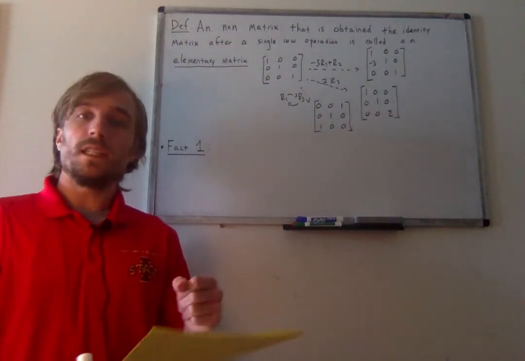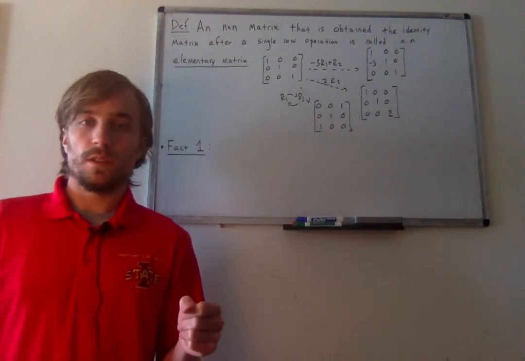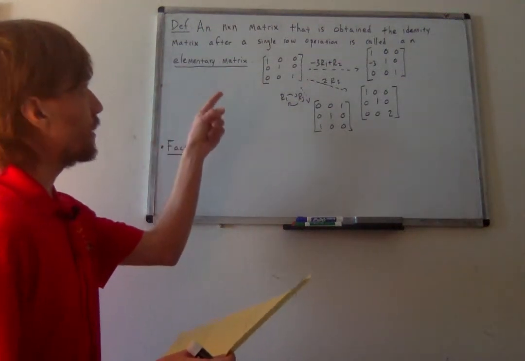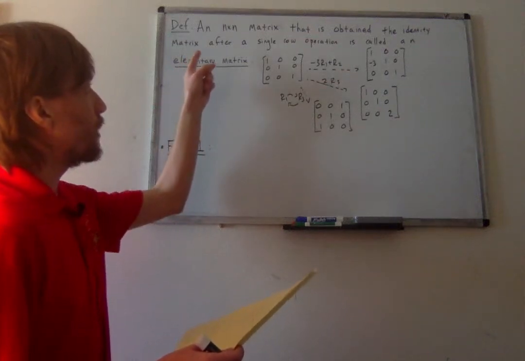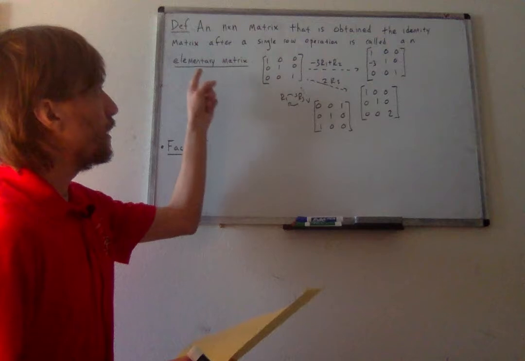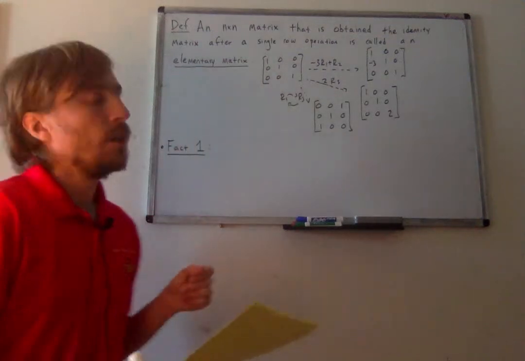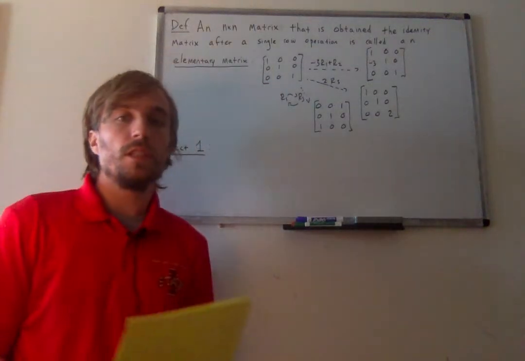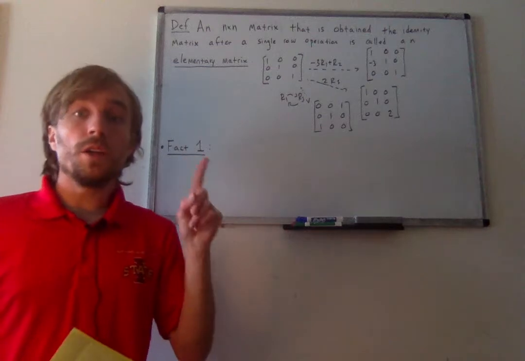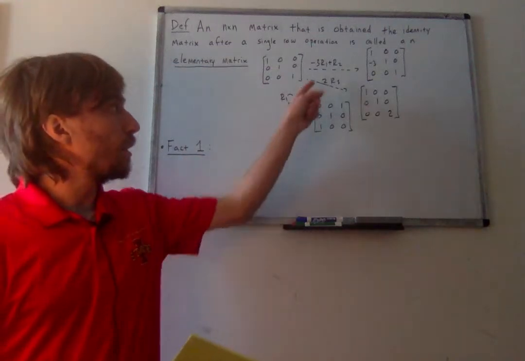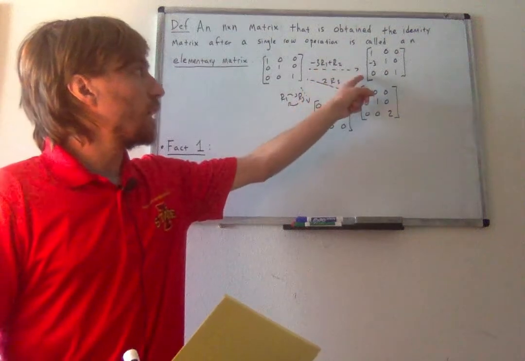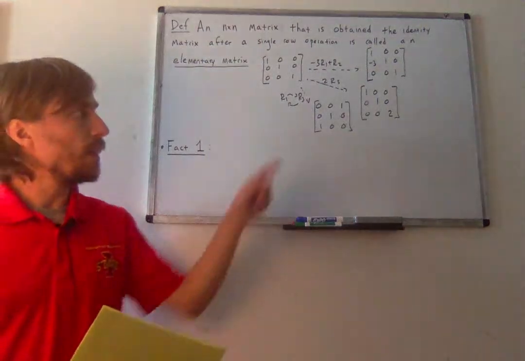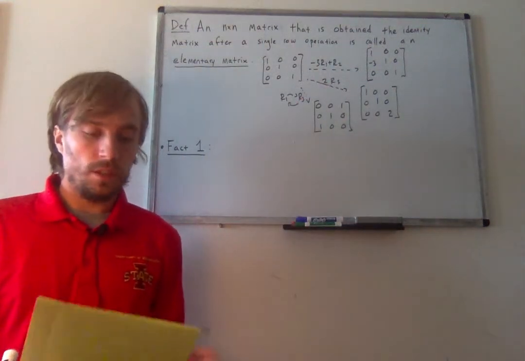So we need to introduce a new type of matrix, which we will need for the proof. We say that an n by n matrix that is obtained from the identity matrix after a single row operation is called an elementary matrix. So this is a matrix where I take the n by n identity. In this case, we're looking at elementary matrices of size 3. And I do one row operation. Here, notice I did -3 row 1 plus row 2 to get this matrix. Here I did just a scaling operation, and here I did a row swap. Each of these would be an elementary matrix.